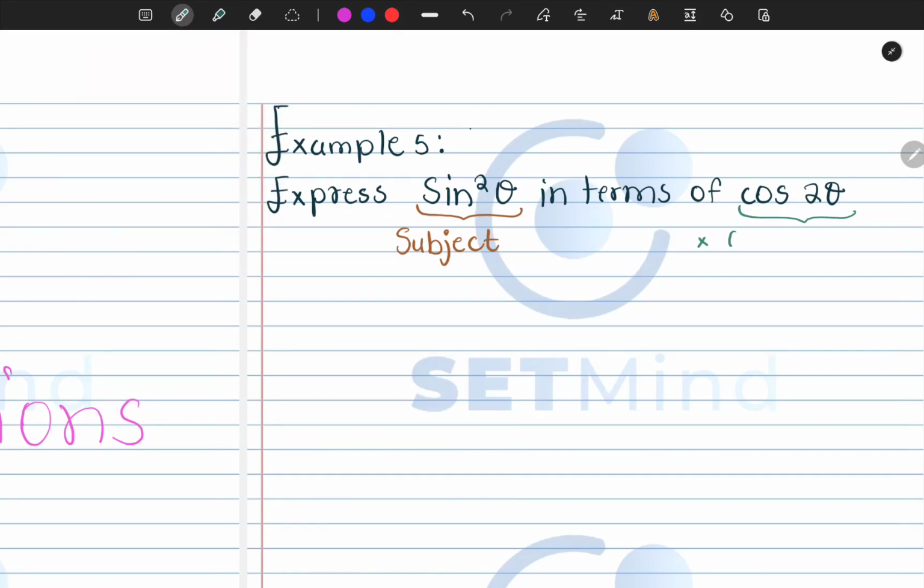But what we then immediately remember is that previously we did this here. This looks like a double angle.